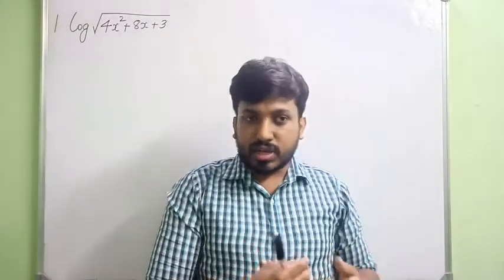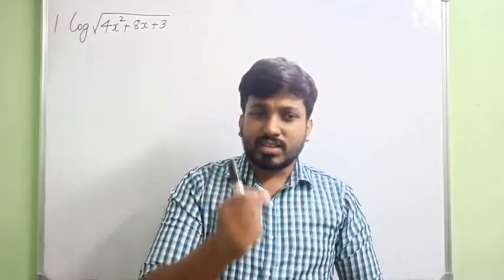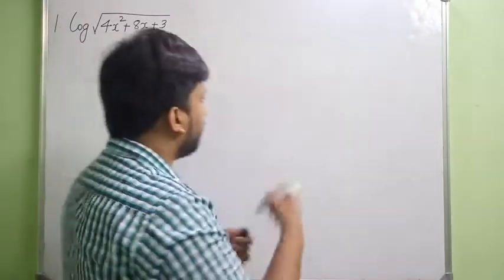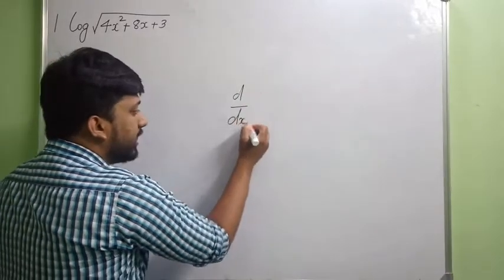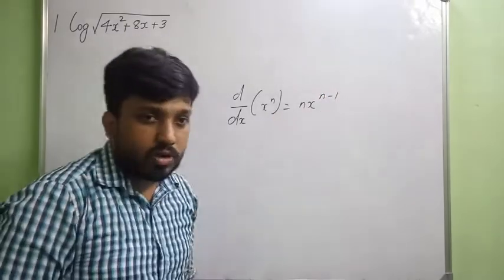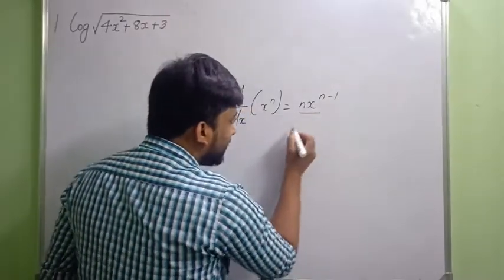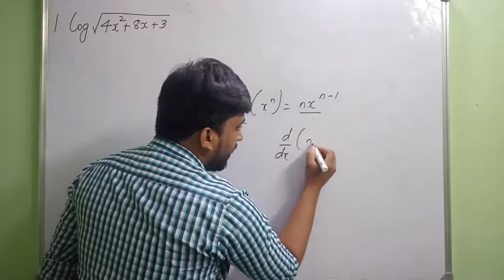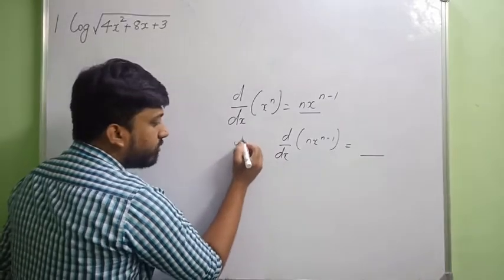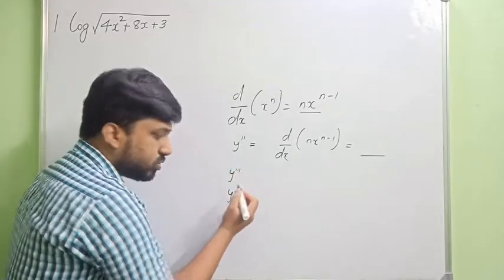So for a revision before starting this concept, I'm going to revise in a single line what is nth derivative. For example, d by dx of x to the power of n is nothing but nx to the power of n minus 1. Some derivative I have taken of x to the power of n. If I again differentiate this, that is d by dx of nx to the power of n minus 1, whatever answer I get is nothing but the second derivative. I have done all this in my previous video. Next the third derivative, next the fourth derivative, it goes on like this, right?